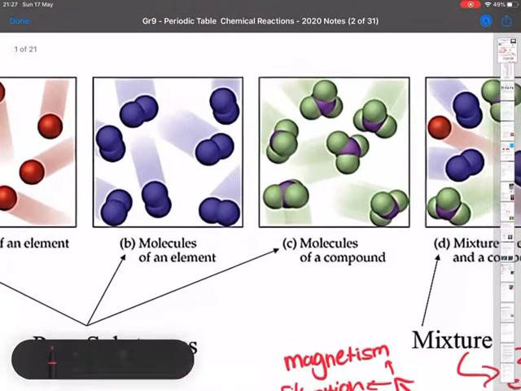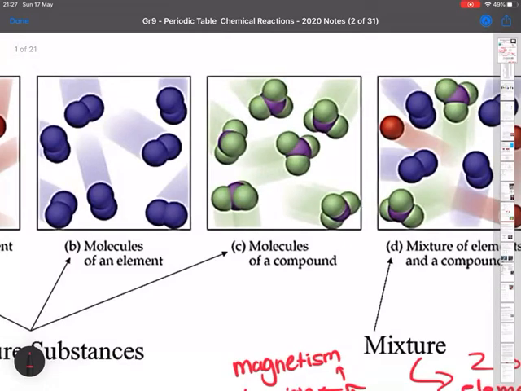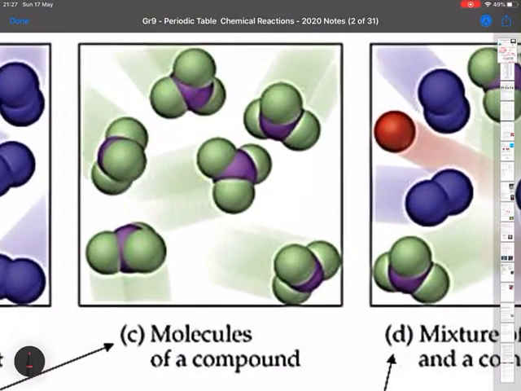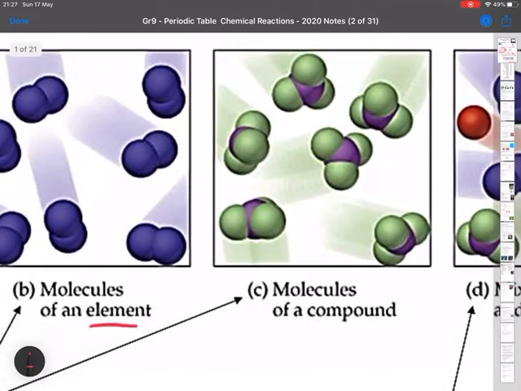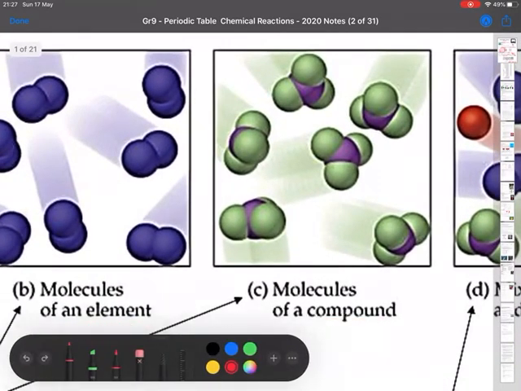So, the molecules of an element versus molecules of a compound. Molecules of an element have only one type of atom, whereas over here we've got molecules of a compound, and you've got two types of atoms, purple and green. And that's the difference between the molecules of an element versus molecules of a compound.